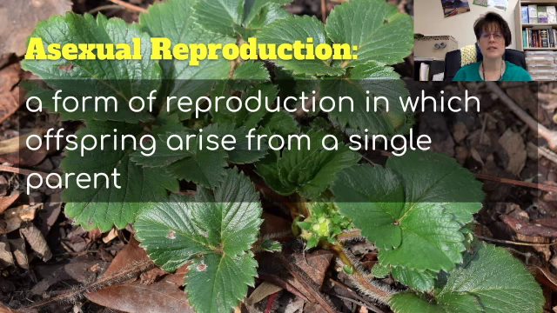Asexual reproduction is all basically clones. Everything looks alike because there is only one parent. And so this is when we start cloning things, and this is common in a lot of plants like strawberry plants.